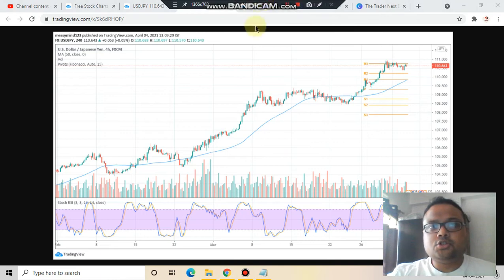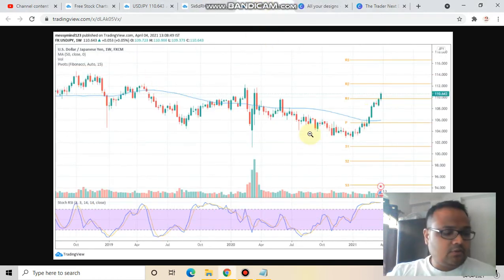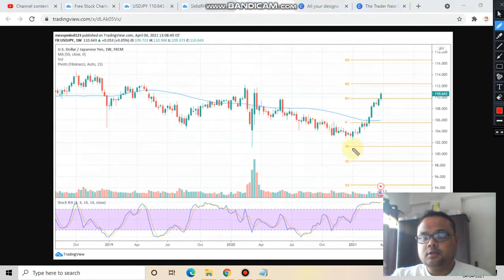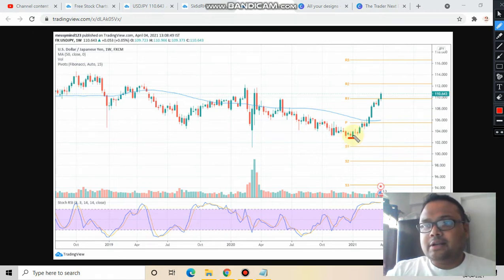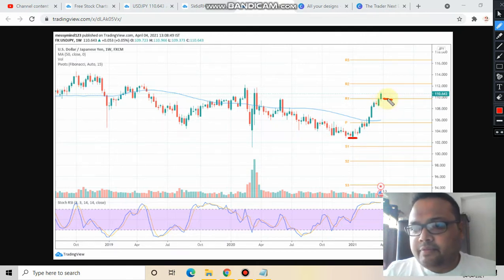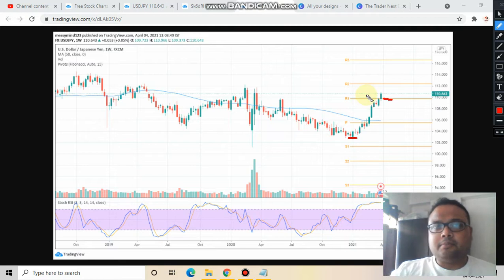Now let's switch to the weekly time frame. As you can see, the market has been in a beautiful uptrend since the beginning of 2021. For the last 3 months, we can see the market is very bullish, and it has taken support at this level, and from there the market went up last week. There is no doubt the market is very bullish.